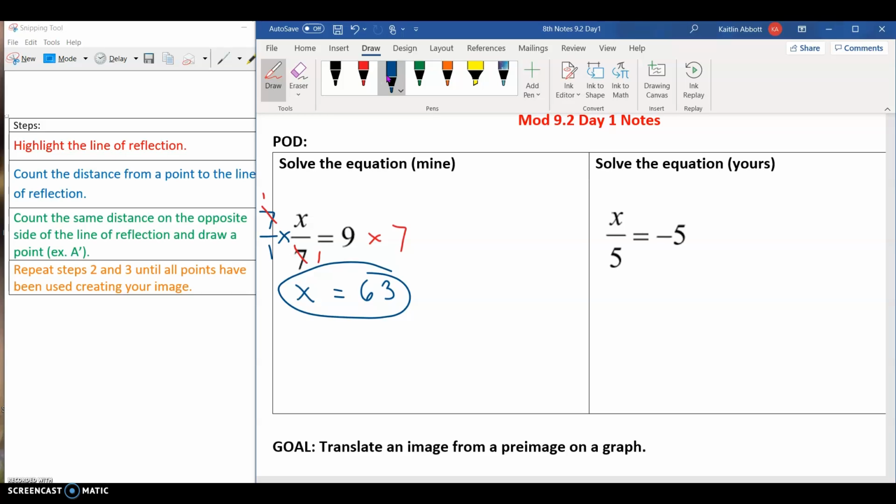All right, now it's your turn. Let's pause the video right here, and now you try it out. So do the opposite of dividing, and that is multiplying, and you have to do it to both sides of the equation.